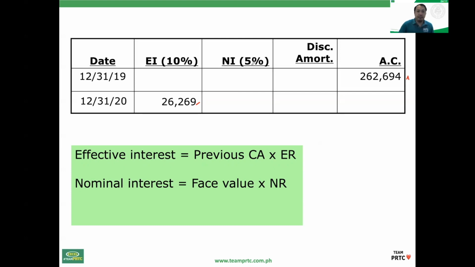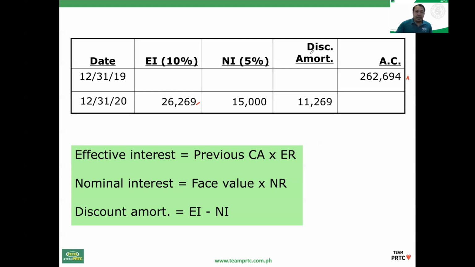300,000 times 5%, nominal interest. Again, what's the concept? The 5% is unrealistic, considering that 10% was the prevailing rate at that time. The difference is additional interest, so the discount amortization.